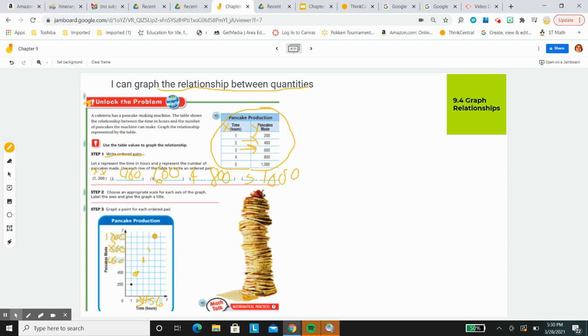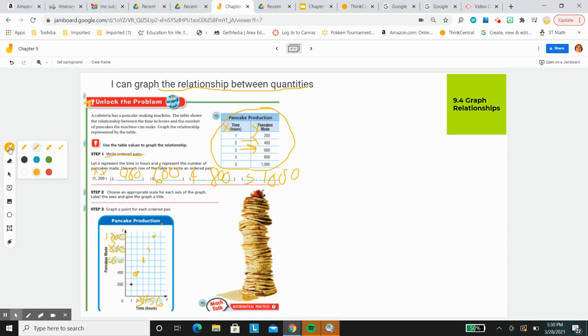5, I'm going to go to 1,000, just like I marked in my ordered pairs. Now notice you have a pattern. Do you see the pattern? If I would have had 6 hours, it would have been up here and it would have been 1,200, which is not on my chart.